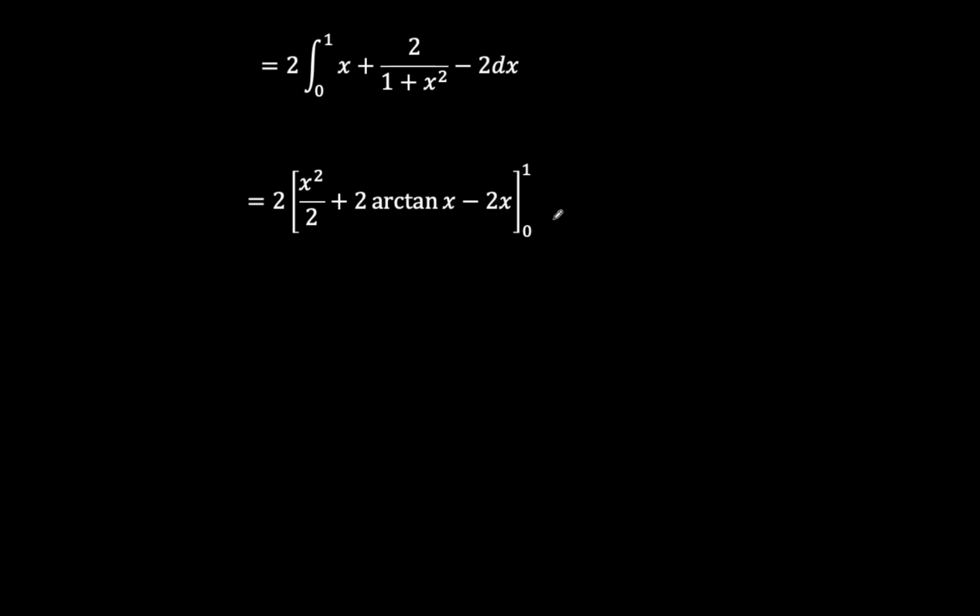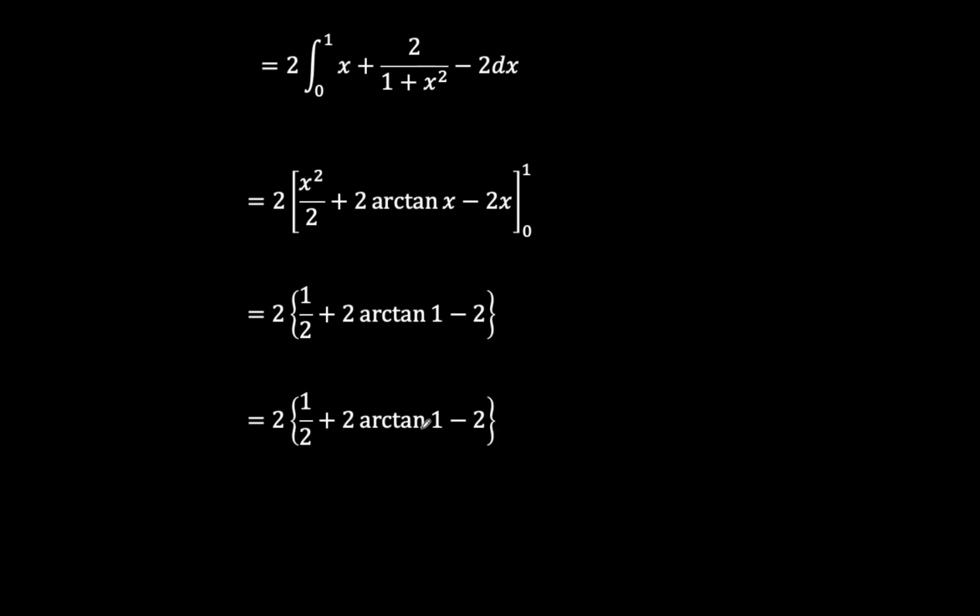So the limits 0 and 1 can be applied. 0 across all this cancels to 0. And so when you substitute 1 on the upper side of these limits, we have 1 squared over 2, plus 2 arctangent of 1 minus 2 times 1, which is 2. And so we have now 2 times a half plus 2 arctangent of 1 minus 2. This half minus 2 is negative 3 over 2. And arctangent of 1 is pi over 4. So we have here 2 times pi over 4 minus 3 over 2.